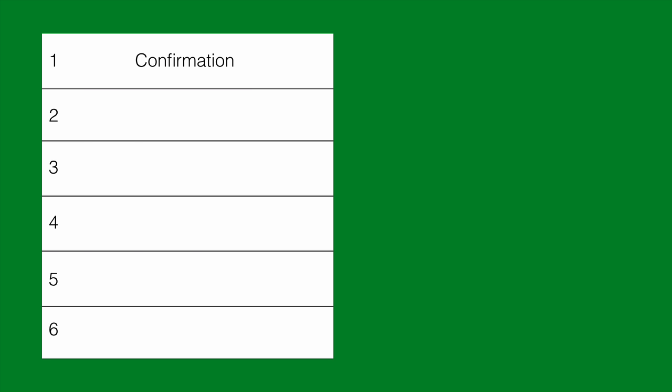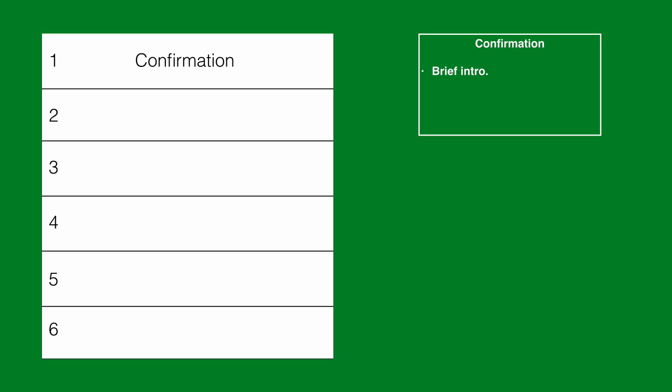So let's talk about the first part of any sales presentation that's going to help you increase your sales, and that part is called the confirmation. And here's what that means. The confirmation is really simple. It's just a brief introduction of who you are, and it's a statement of what you're going to cover. And it just takes maybe a minute or two.